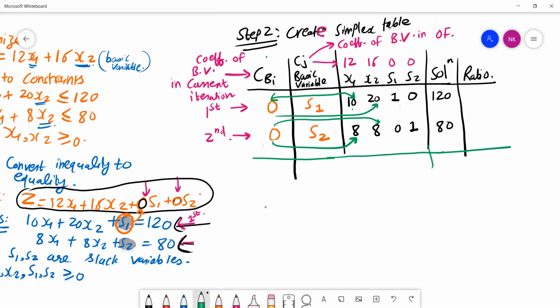So let me just write over here, Zj is nothing but 0, 0, 0, 0, 0. Next step is to find Cj minus Zj. I will be explaining the importance of each of these variables. What is the importance of this thing? Okay, Cj minus Zj. So Cj is 12, Zj is 0, so 12 minus 0 is 12. Cj is 16, Zj is 0, so it will be 16. 0 minus 0, it will be 0. 0 minus 0, it will be 0. And over here, we would be just keeping it to be 0.